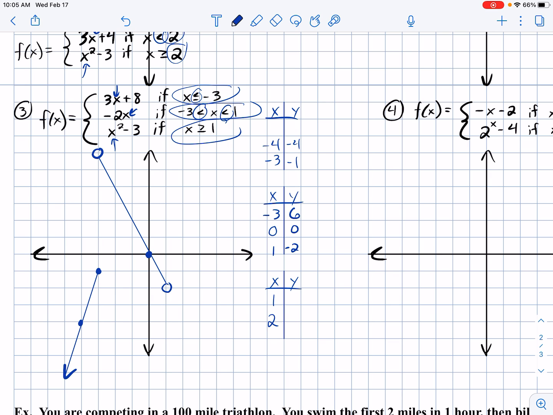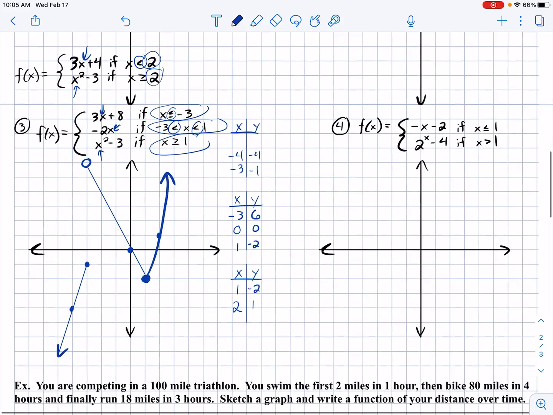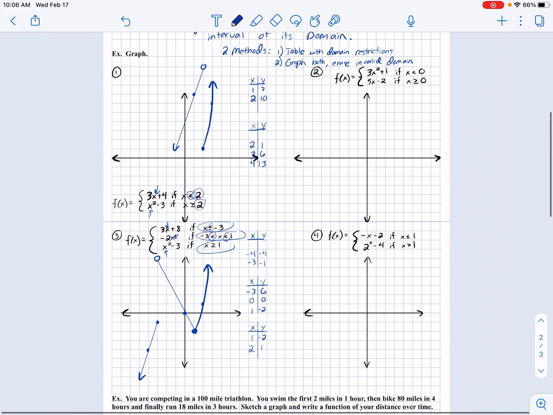And then our last quadratic, plug in the 1 for x squared minus 3. So we get 1 minus 3, -2, and 4 minus 3, which is 1. So 1, -2. Okay, if this is an overlapping point, that's fine. That's going to make this a closed circle. And then 2, 1. You know this is a quadratic, so make sure it's curving up. There's your piecewise.